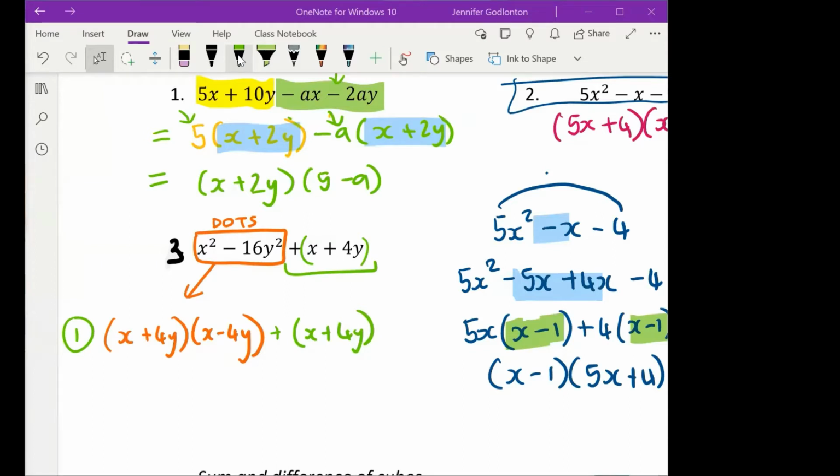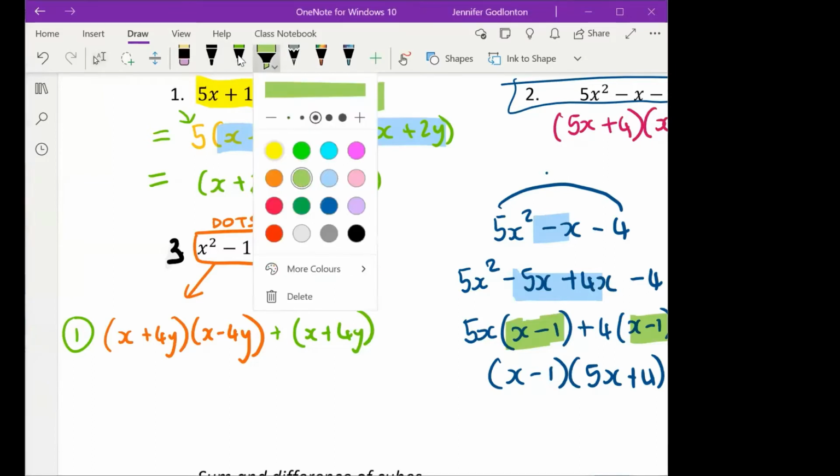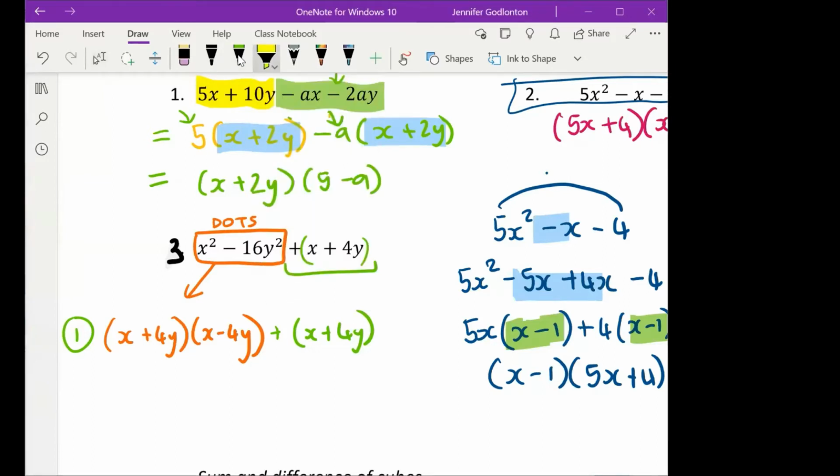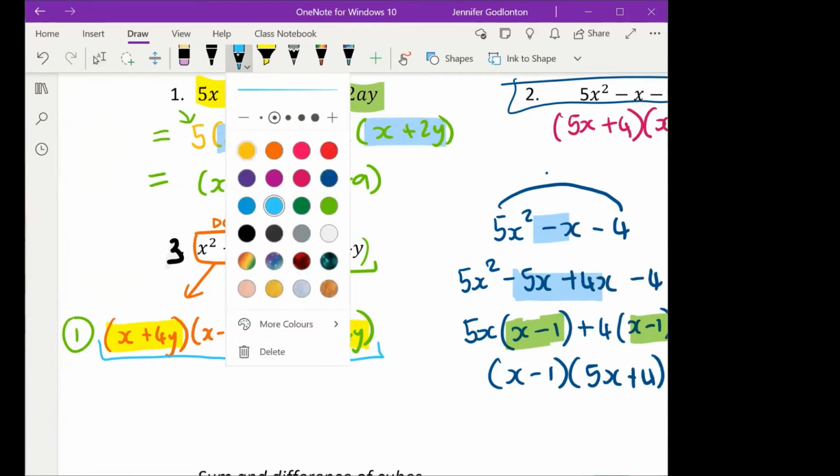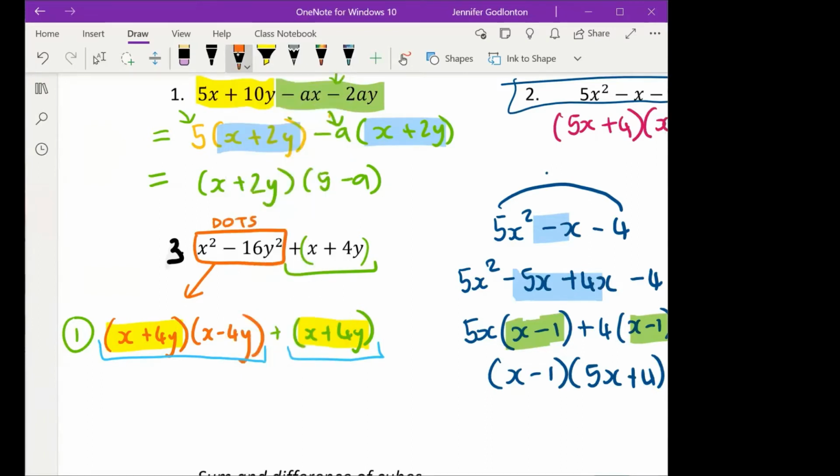That's brilliant. Okay, so we see lots of people have gotten to that step, which is awesome. And that's like the hard step, so well done if you got there. The next step is we're wanting to take out our highest common bracket. We're looking for a bracket which is the same in each of our 2 terms. So this is our 1 term and this is our other term, and we're looking for the bracket that is the same. So we're going to take out that bracket. I'm going to take out x plus 4y.